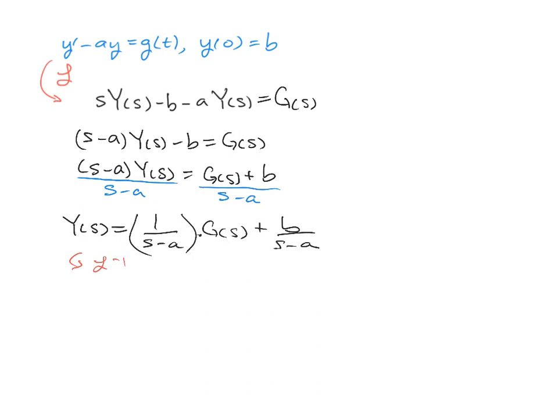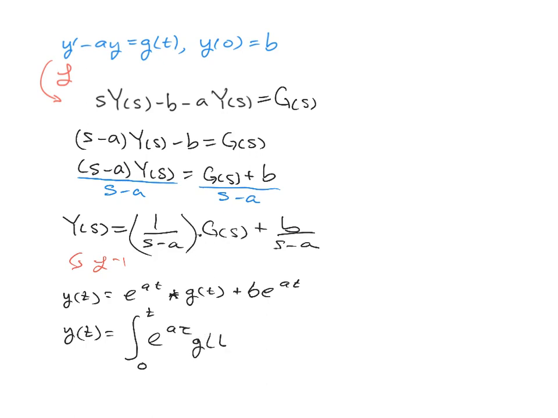we end up with now little y of t is equal to the inverse of 1 over s minus a, which is just e to the at, now convoluted with g of t, the inverse of big G. And then, of course, the inverse of that term back here is just b times e to the at. And if you look at the formula above this problem, you will see that this convolution can be written in terms of an integral. It's an integral from 0 to t of e to the a times tau multiplied with g of t minus tau d tau. And this is still plus the b times e to the at behind it.